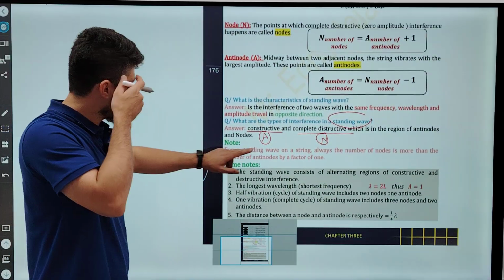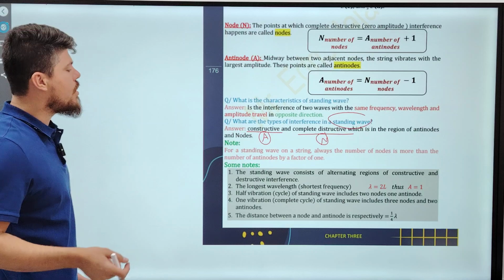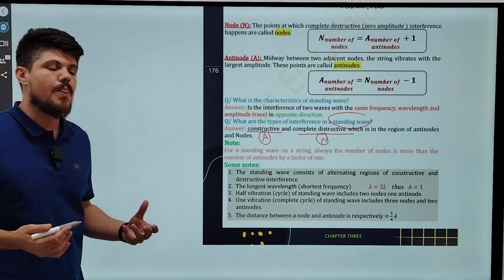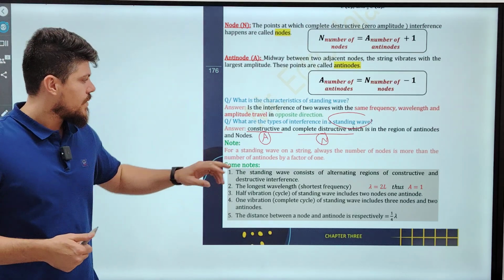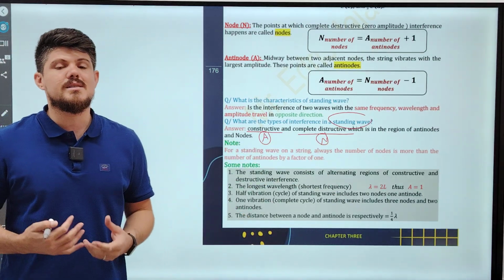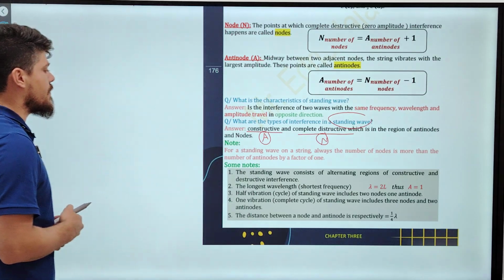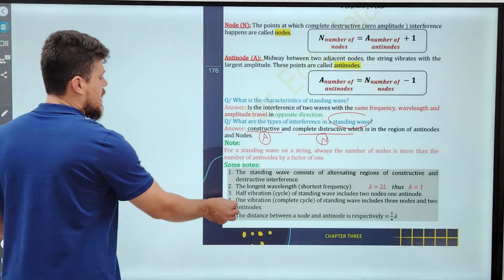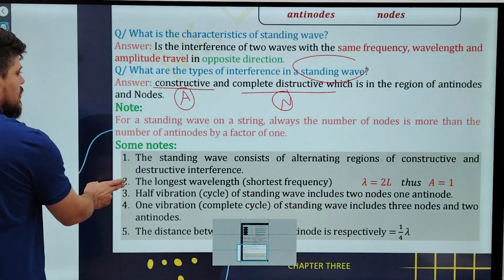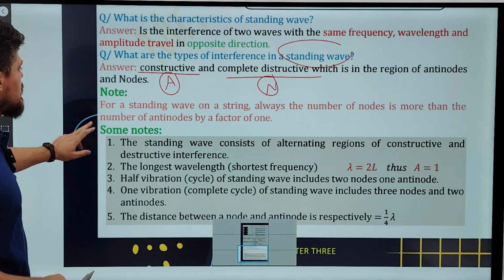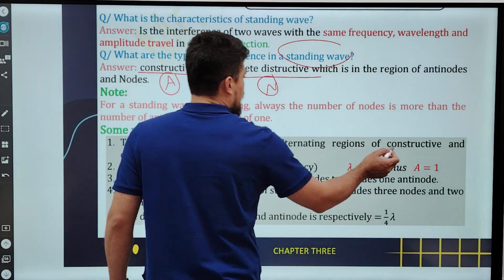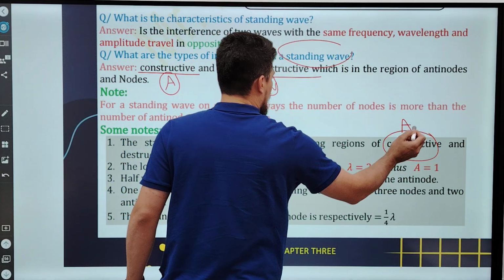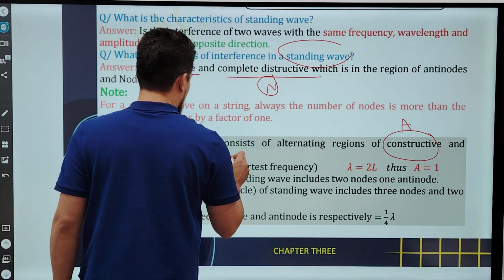For the standing wave on a string, the number of nodes is always more than the number of antinodes by a factor of 1. And also you can say, in a standing wave of the string, the number of antinodes is always less than the number of nodes by a factor of 1. So we have some notes here about the standing wave. The standing wave consists of alternating regions of constructive and destructive interference, as I mentioned before. The region of constructive interference produces an antinode and destructive is a node.